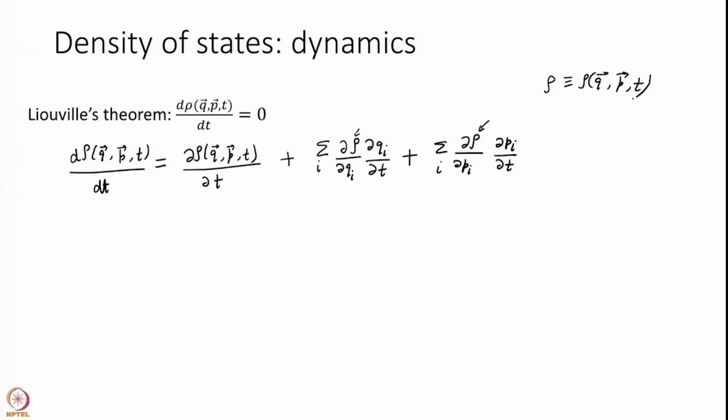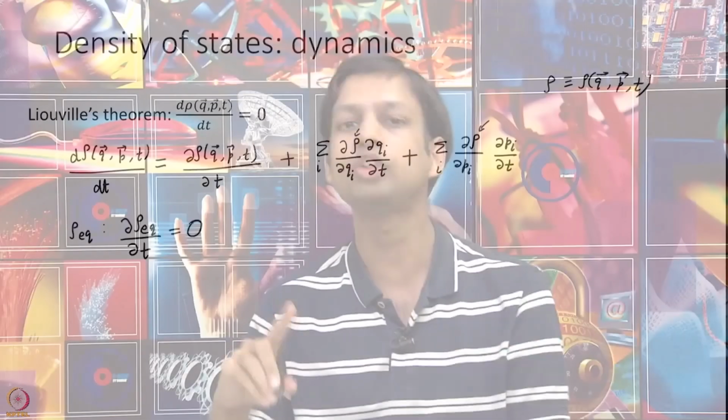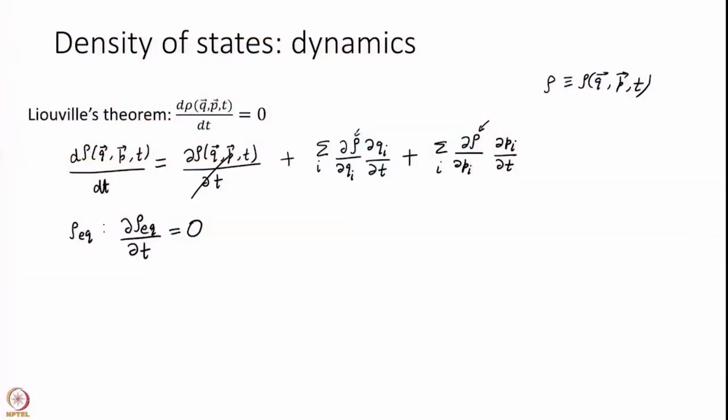So, this is correct for all rho. We are interested in rho equilibrium, that is what we are trying to find in this module. In the last module we specified an important property of this, which is that del rho equilibrium over del t is 0. That is, rho equilibrium does not explicitly depend on time, it depends only on q and p, that is the very meaning of equilibrium. So, I can get rid of this term, this whole thing is 0 by Liouville's theorem.